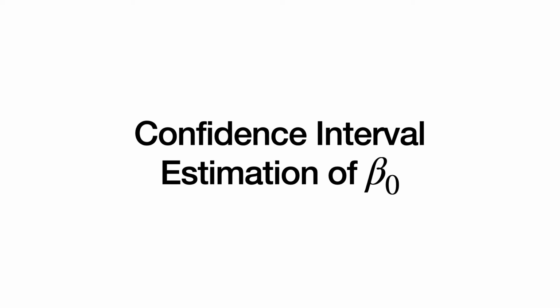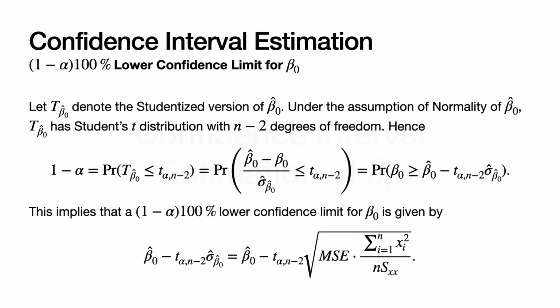Next, let's develop confidence intervals for beta 0, the intercept in the simple linear regression model. So let t sub beta hat sub 0 denote the studentized version of beta hat sub 0 under the assumption of the normality of beta hat 0. The studentized version of beta hat 0 has student's t-distribution with n minus 2 degrees of freedom.